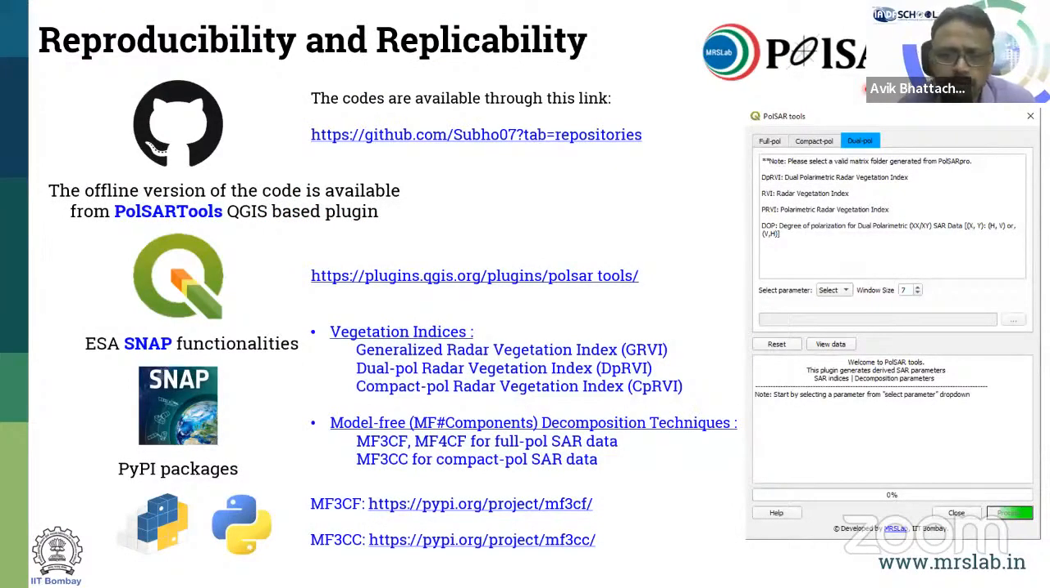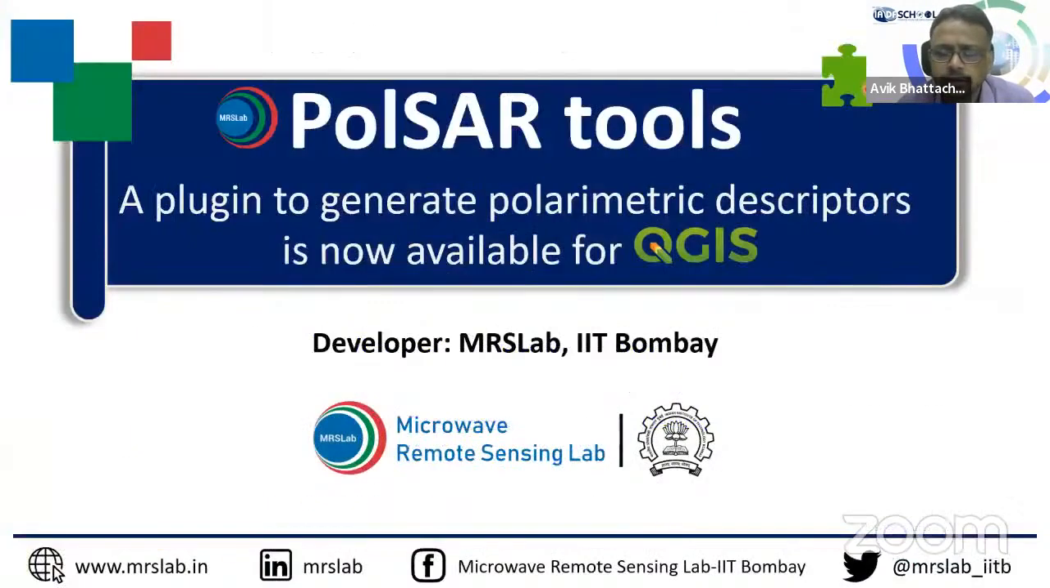And for that purpose, all that has been proposed, what I have shown, is available in the GitHub toolbox. We have developed the PolSAR tools, which is a QGIS plugin. It can be utilized simply and we can play around with it. There are also these functionalities which I have shown just now available in SNAP. And this is the PolSAR tools. It is just a plugin to generate various different polarimetric descriptors. It is available for QGIS.